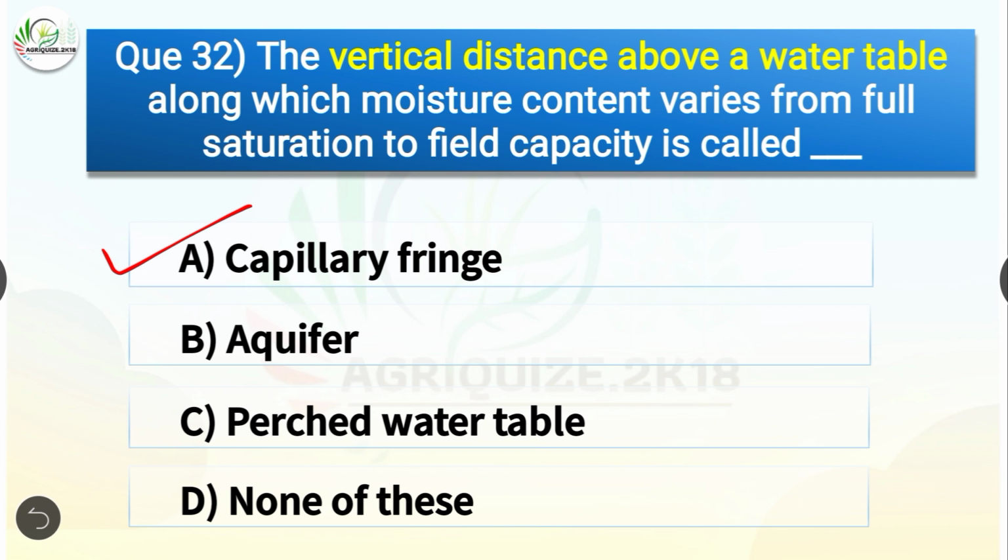So the vertical distance above a water table along which moisture content varies from full saturation to field capacity is called capillary fringe. So the capillary fringe is the subsurface layer in which groundwater seeps up from a water table by capillary action to fill the pores. Pores at the base of the capillary fringe are filled with water due to tension saturation.